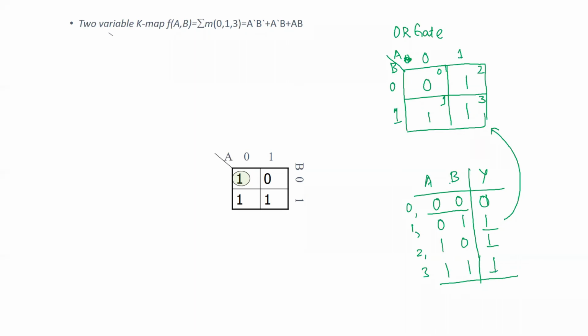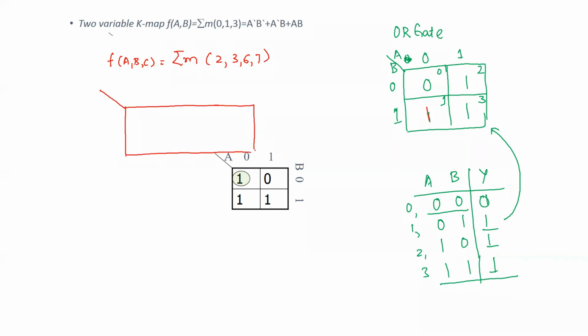Once you do that, the next important thing is mapping, which we will discuss in tomorrow's class. Suppose you have one more K-map with variables A, B, C, and the function is sigma m(2, 3, 6, 7). Then you will make a three-variable K-map. Your three-variable K-map is like this.